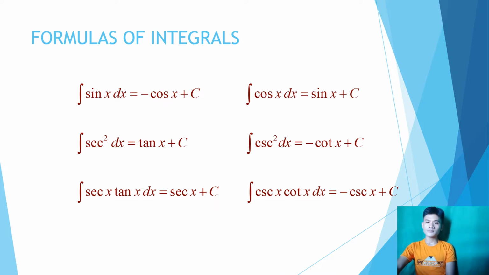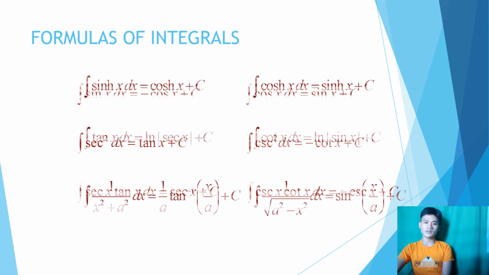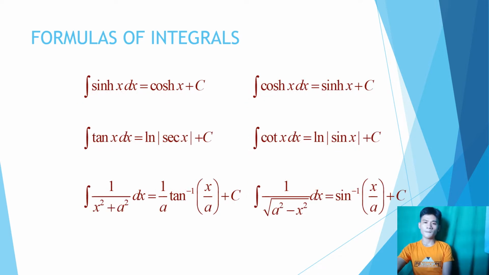And then the integral of cosecant squared x dx, which is equal to negative cotangent x plus c. The last column, we have the integral of secant x tangent x dx is equal to secant x plus c, and the integral of cosecant x cotangent x dx, which is equal to negative cosecant x plus c. So this is the last group.